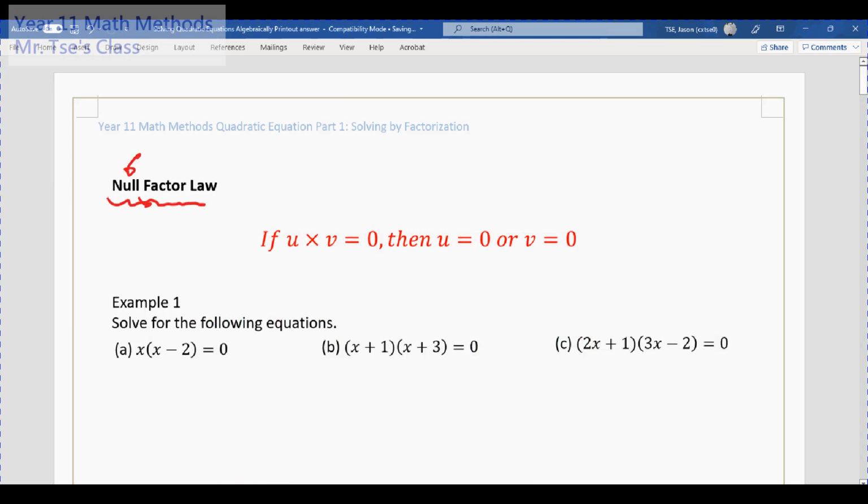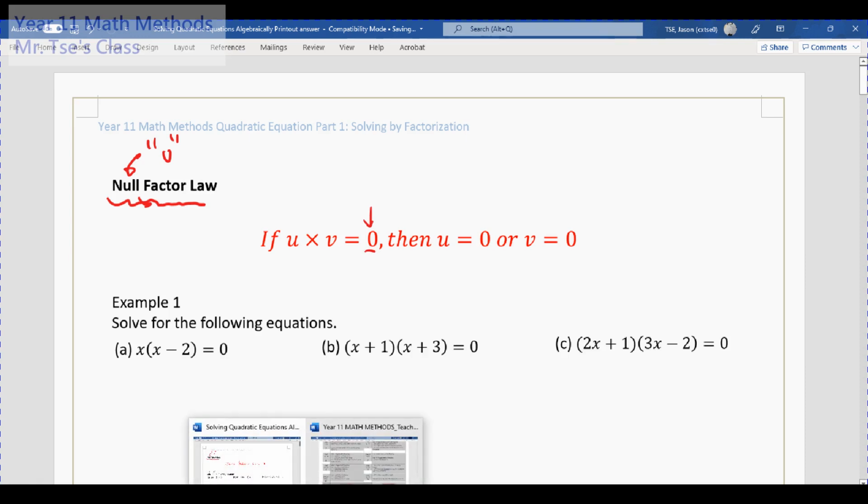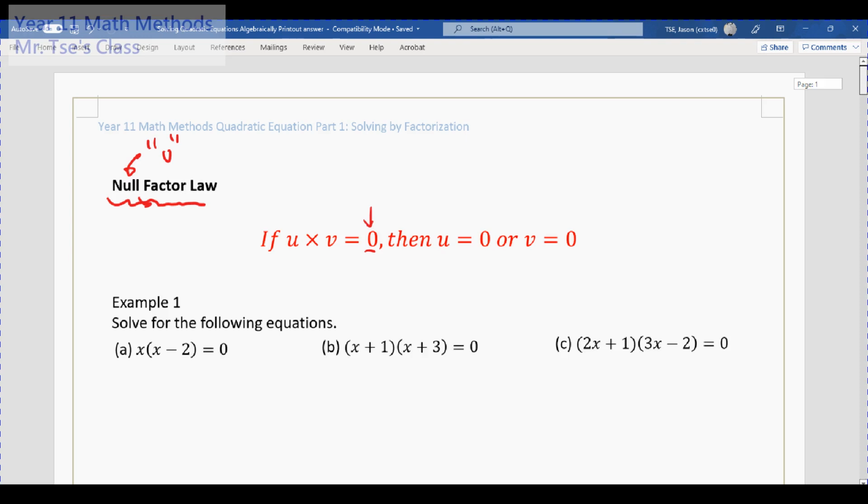Okay, we all understand null just means 0. Okay, so the law states that if you have 2 numbers multiplied together equals 0, so that's a product of 2 numbers equals 0. So that 0 is very important. So if you have something multiplied together equals 0, then either one of the 2 numbers must be 0. So that means either u equals 0 or v equals 0. Okay? So use that law that could help us to solve the quadratic equations.